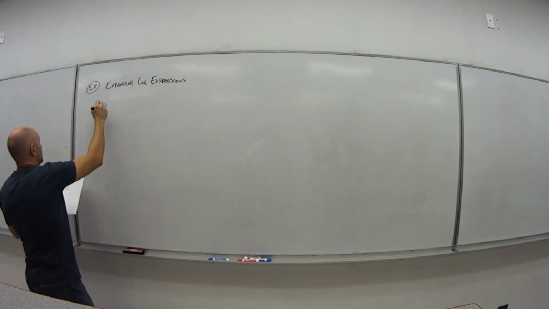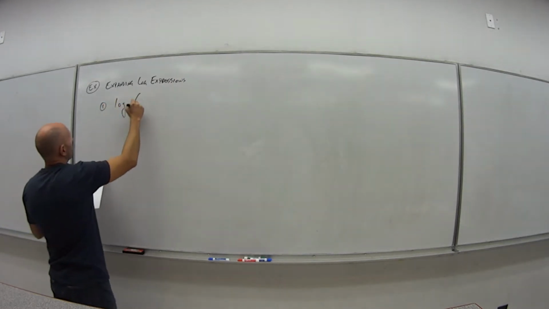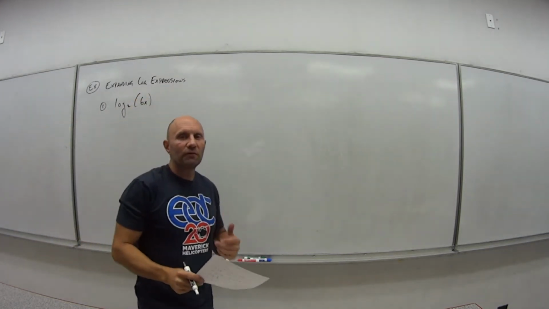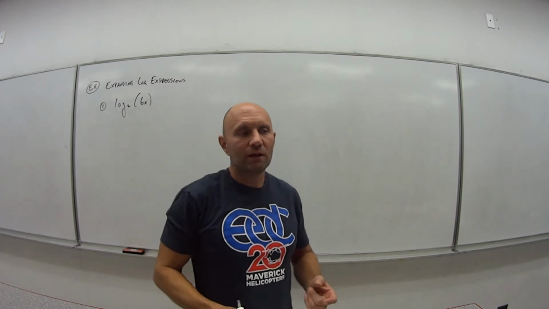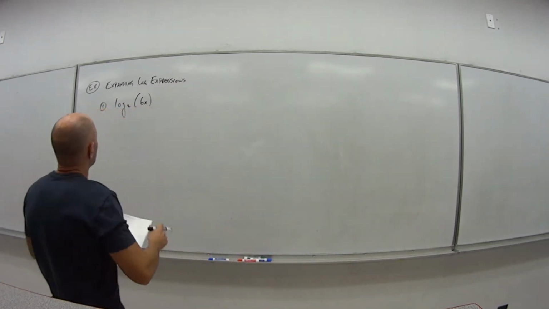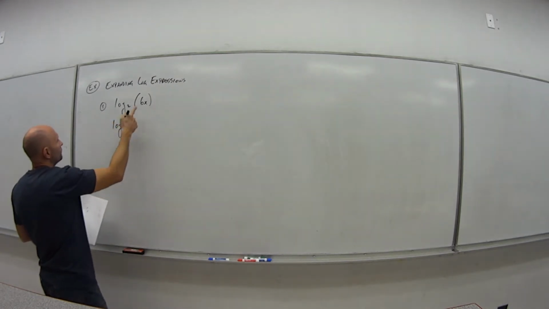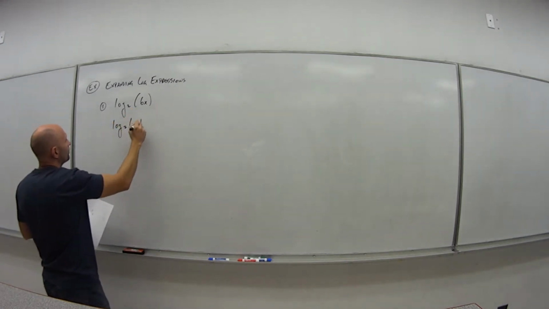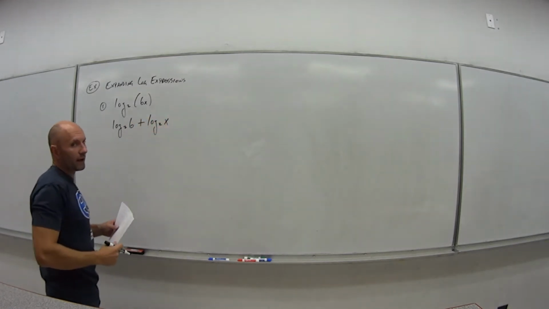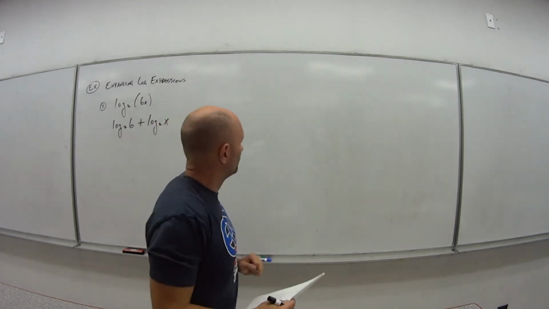So if I have log base 2 of 6x, and I use my law of logs, this would be rule number 1. It's the multiplication rule. So this really means what? It means I can split this up as log base 2 of 6 plus log base 2 of x. So now we're going from the left side of the rules over to the right.